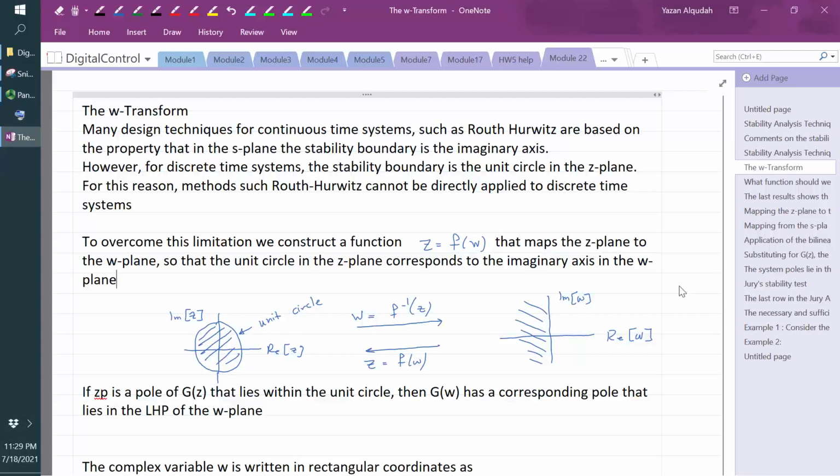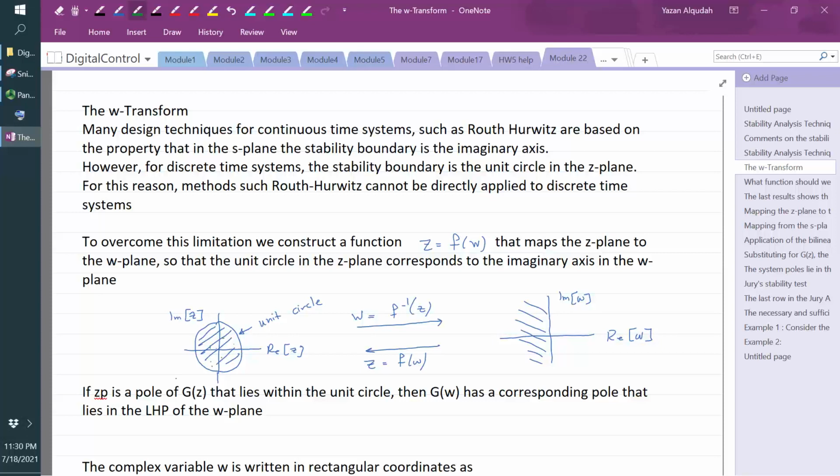Routh-Hurwitz will be able to tell you, if I have a plane split with the j omega axis, whether my poles are on the right half plane or left half plane. But in the case of a discrete time system, what I'm looking for is to determine whether the poles are inside the unit circle or outside the unit circle. The system is stable if the poles are inside the unit circle. It is unstable if the poles are outside the unit circle. So how can I apply Routh-Hurwitz to the discrete time system?